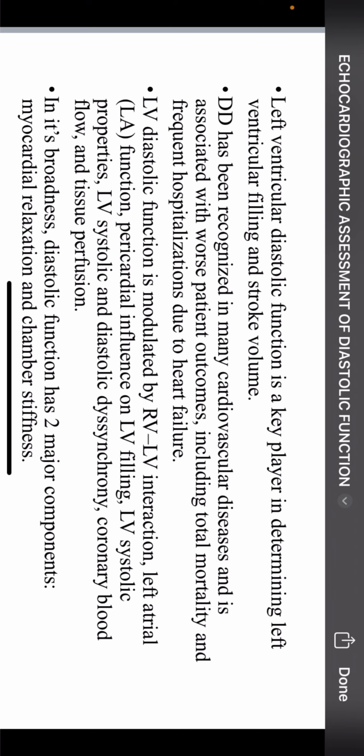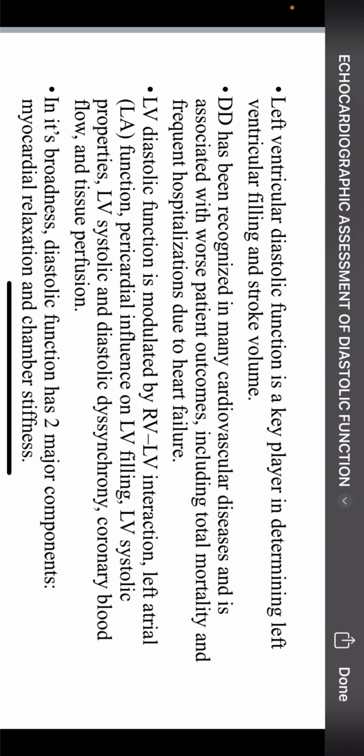So, diastolic filling will be modulated by LV function. And then another one is pericardial influence on LV filling. For example, in constrictive pericarditis, filling is affected because the pericardium cannot allow the stretching of the heart to fill.